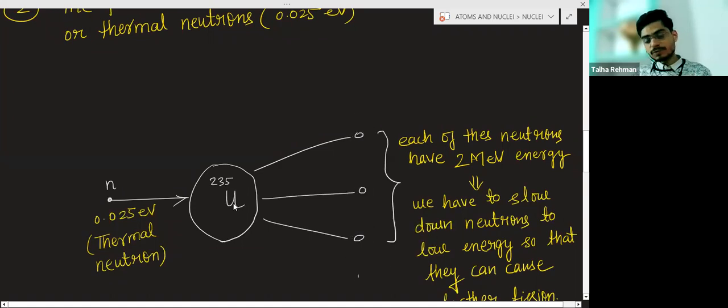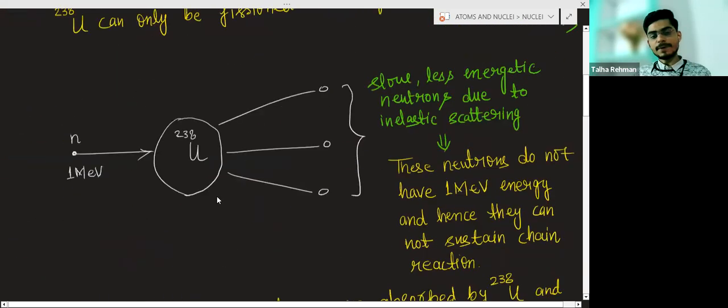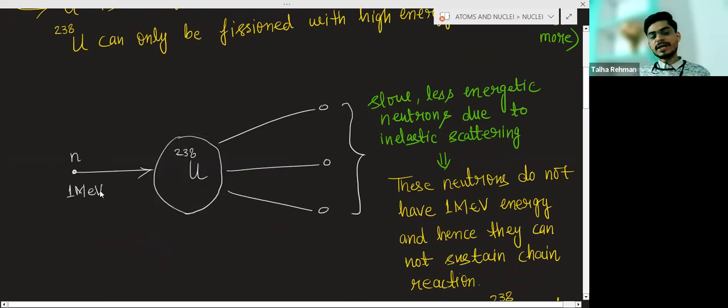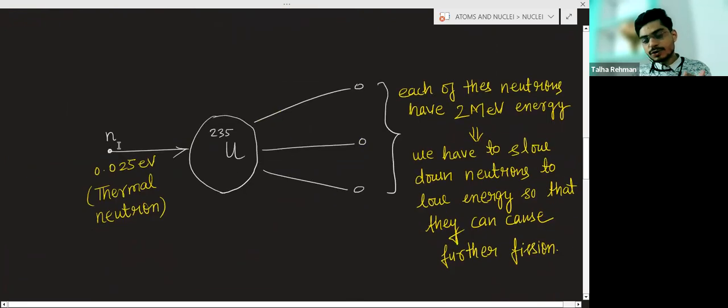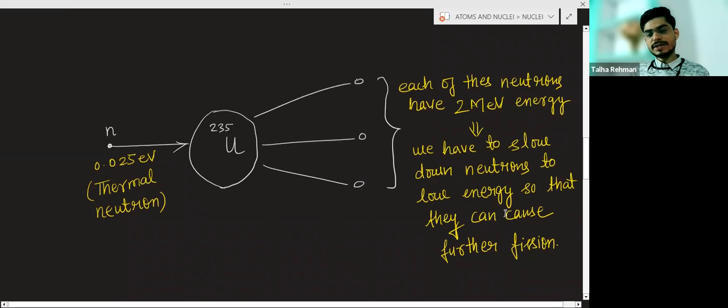For the fission of uranium-235, there is a requirement of low energy neutron. But for the fission of uranium-238, there is a requirement of high energy neutron, and what we are getting after fission is low energy neutron. Here, there is a requirement of low energy neutron for the fission of uranium-235, and what we are getting is high energy neutron. These neutrons have 2 mega electron volt energy. So we have to slow down these neutrons to low energy so that they can cause further fission.